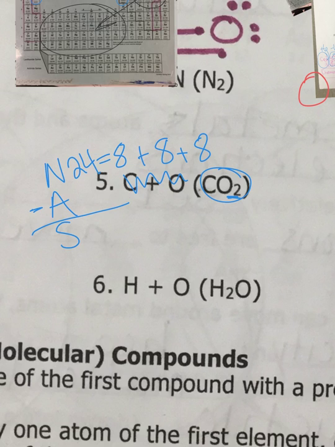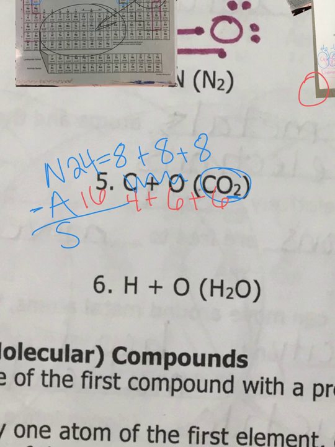Now we're going to look at available. How many does carbon have available? 4. How many does oxygen have available? 6. How many does the other oxygen have available? 6. What is 6 plus 6 plus 4?